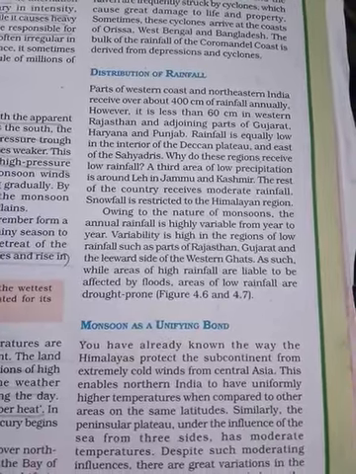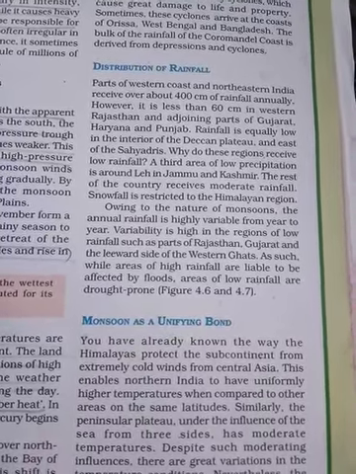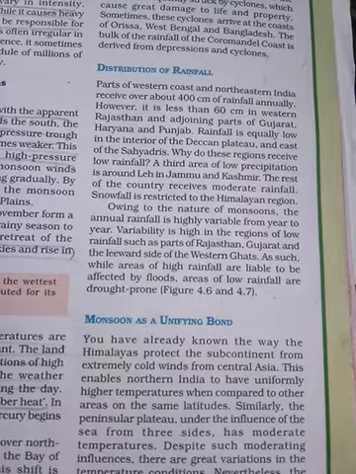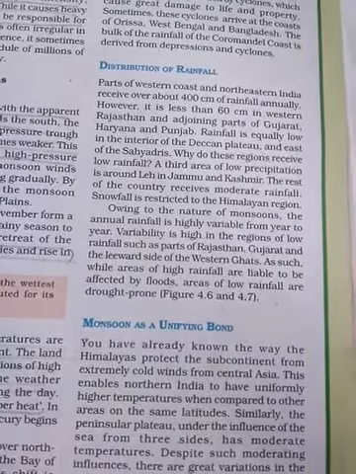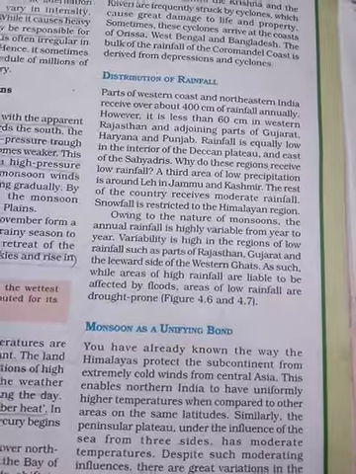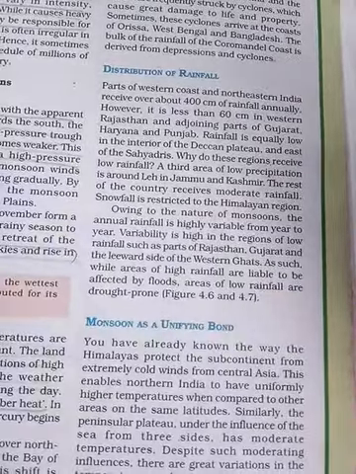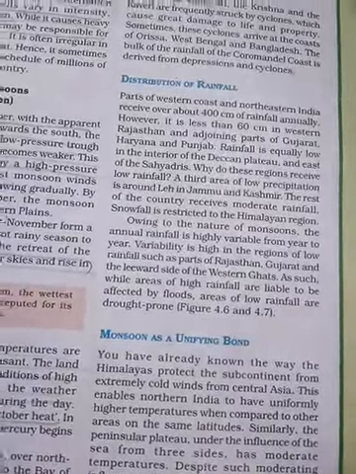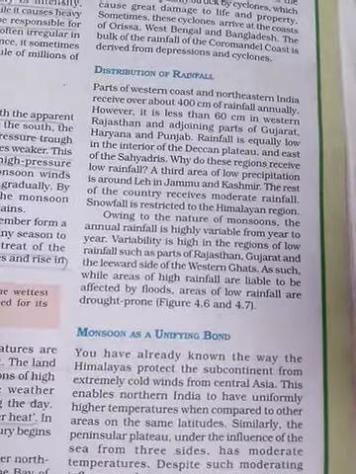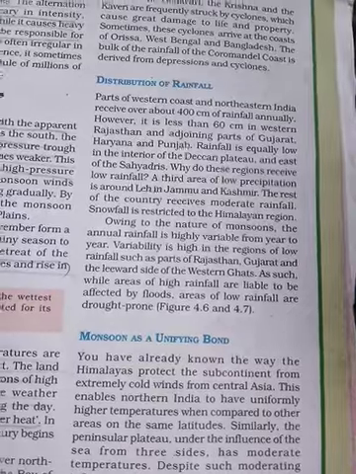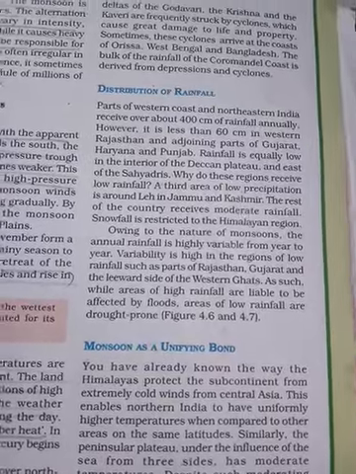Owing to the nature of the monsoon, the annual rainfall is highly variable from year to year. That means the rainfall is not equal throughout the years. This year they get this much rainfall and next year there is a fluctuation. That is the variation.